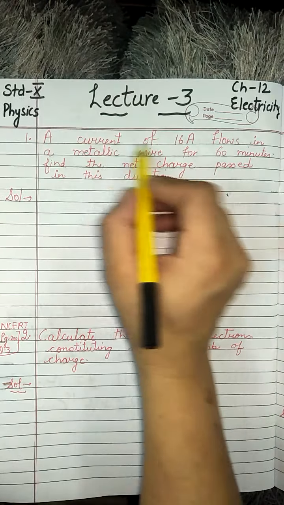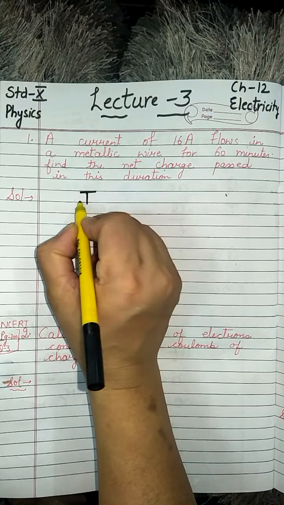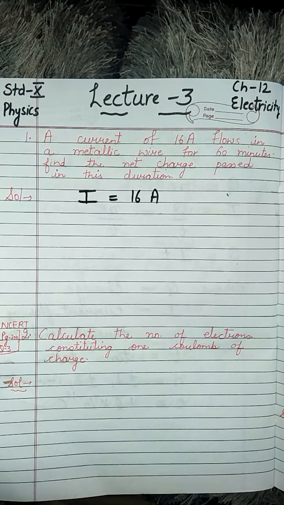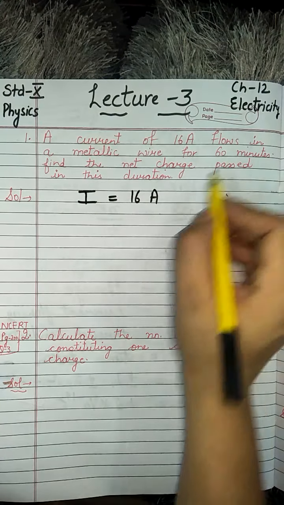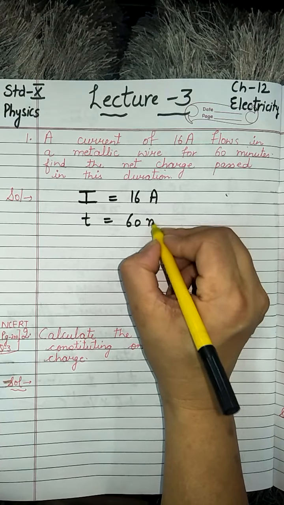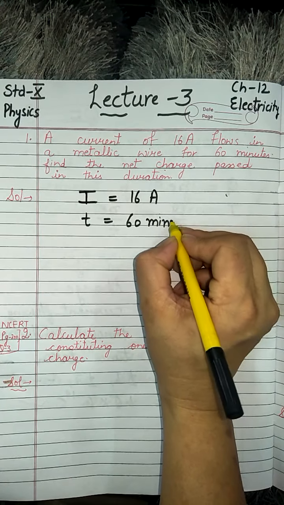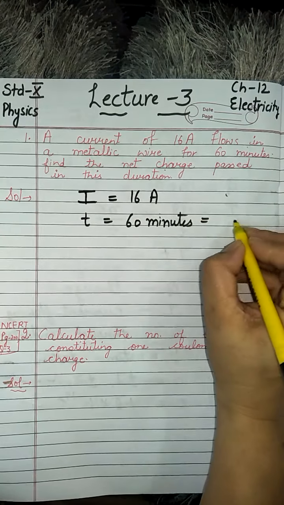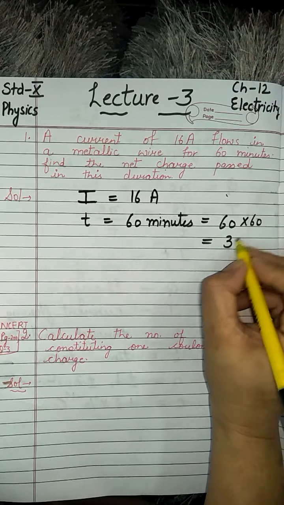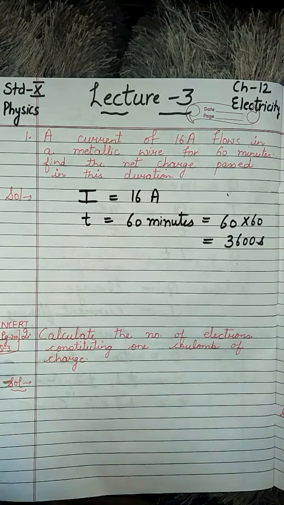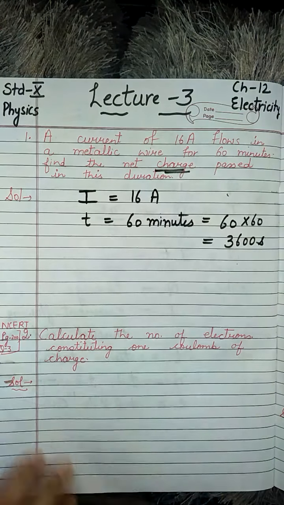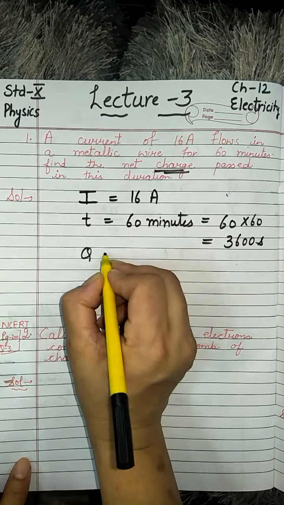In this question, a current of 16 ampere flows in a metallic wire for 60 minutes. So what is given? 16 ampere current is given, and time is given. As it is given as 60 minutes, we have to convert it into seconds. It will be 60 into 60, that is 3600 seconds. Then what is it asking us to find out? Charge. We want to find out charge.